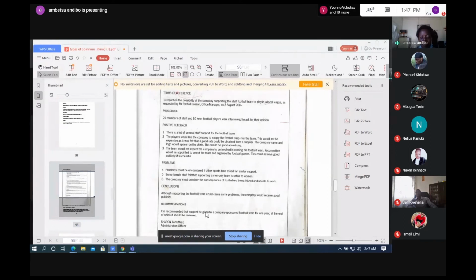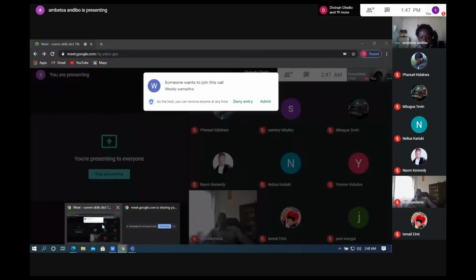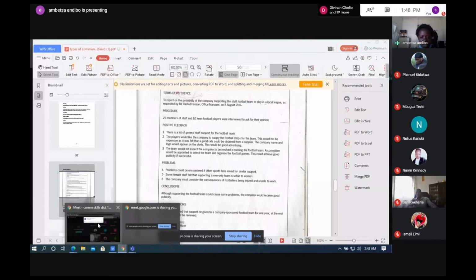Then some female staff felt that supporting a men-only team is unfair to women. You could recommend that a second team just for women be formed and supported equally. So you can look at what we have written and then make recommendations. That's the other assignment I want to give. Look at that sample. Already I see certain things that I would have changed.